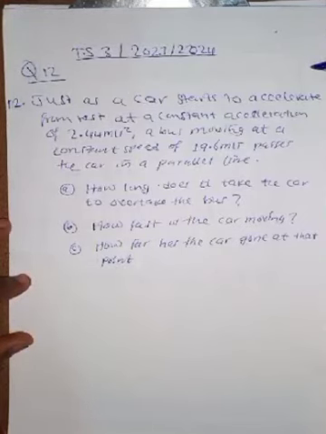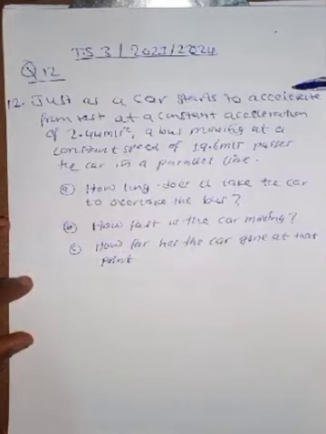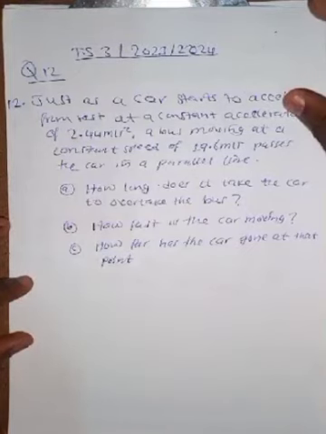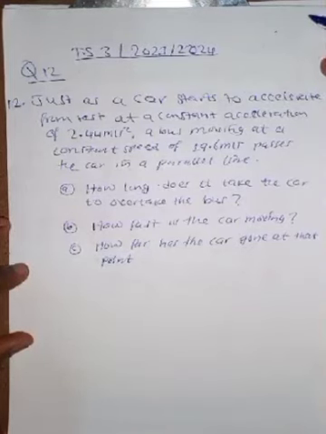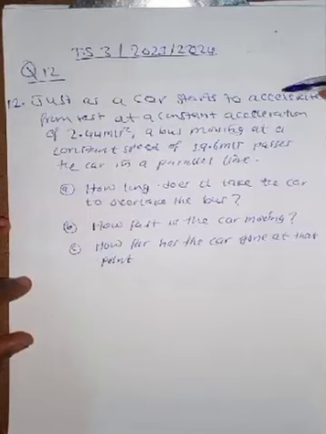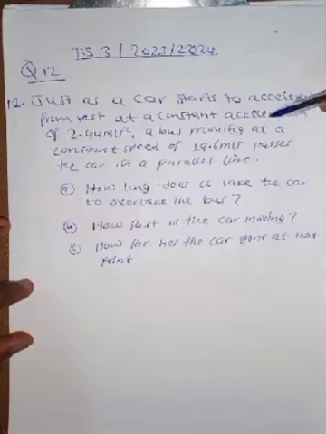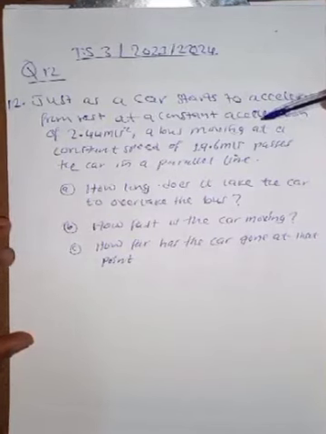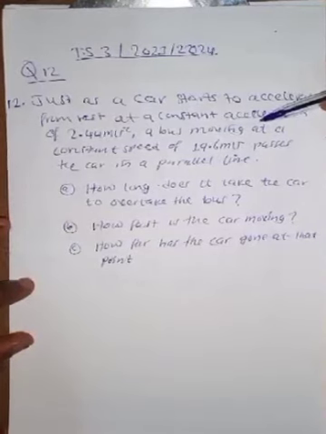So let me read the question again. Just as a car starts to accelerate from rest, meaning it's starting from rest, it wasn't moving, at a constant acceleration of 2.44 meters per second squared. This means the velocity was changing at 2.44 meters per second squared. A bus moving at a constant speed of 19.6 meters per second. So a bus was just moving at constant speed. It was not accelerating or decelerating. Passes the car in a parallel line.